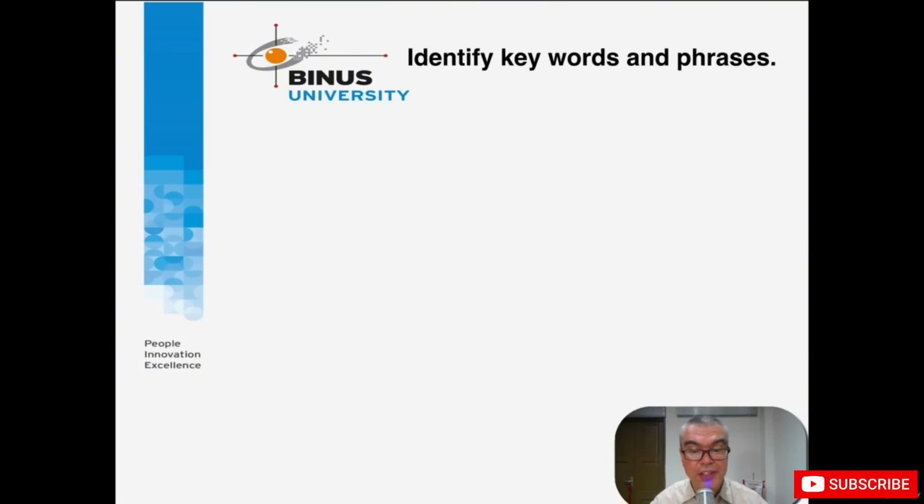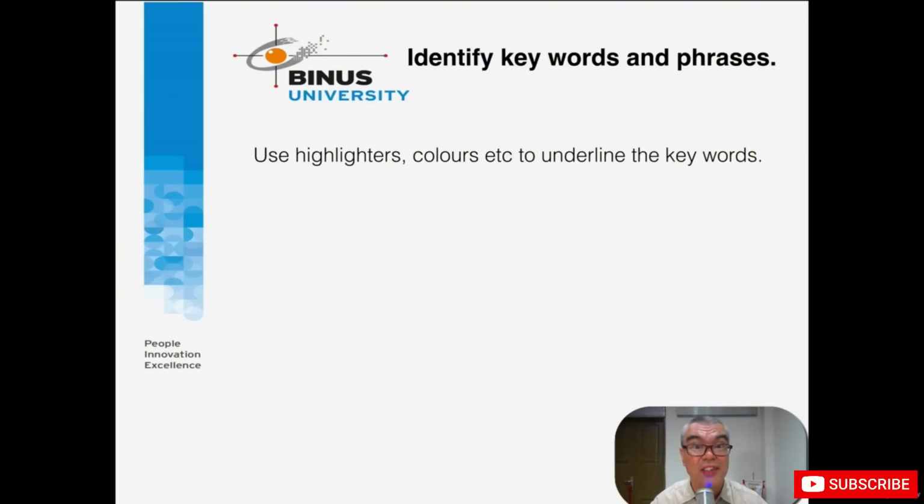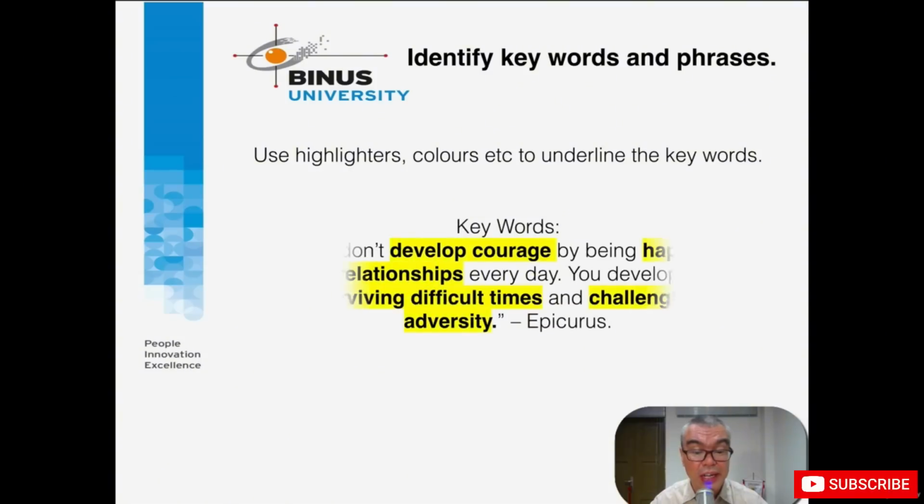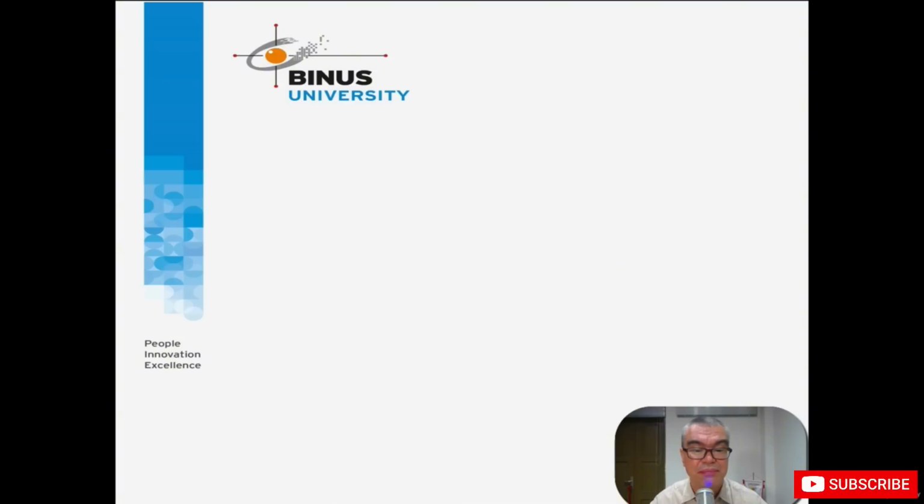So what you need to do next, this is step 2, is to identify the key words and phrases. You can use highlighters, of course, colours to underline the key words. So here I've underlined the key words from our example quote. You can see we've got things like develop courage, happy, relationships, surviving difficult times, and challenging adversity.